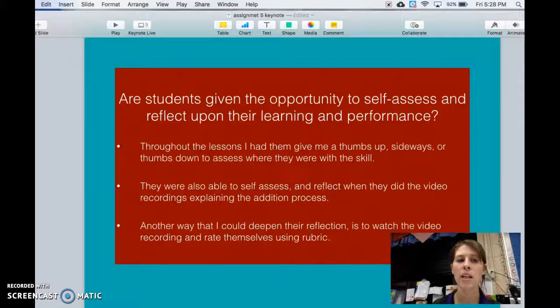And then the fourth question is, are students given the opportunity to self-assess and reflect upon their learning and performance? So throughout the lessons, I had them give me like a thumbs up or sideways if they were kind of getting it, or a thumbs down to kind of assess where they were with the skill, and that kind of lets them check in and kind of ask themselves where they are. They were also able to self-assess and reflect when they did the video recordings explaining the process. But one way that I could maybe deepen that reflection is to watch the video recording and rate themselves using the rubric. That way they can really look back on that.